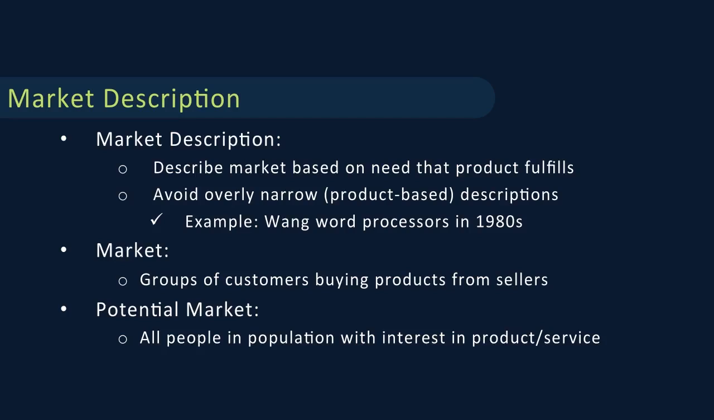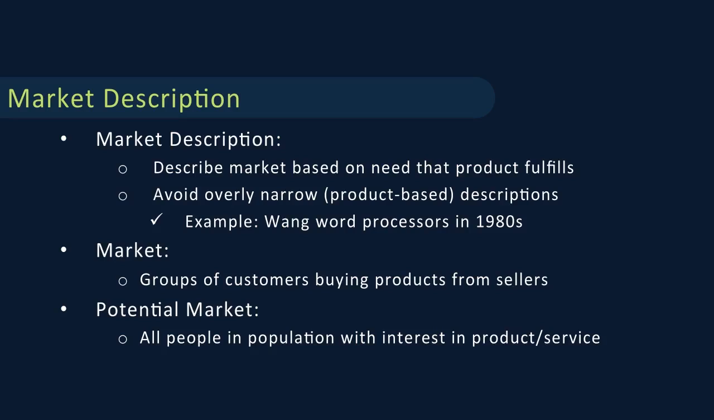We start this module by reviewing some basic market terminology. We strive to describe markets based on the need they have. We want to avoid describing it based solely on the products we offer, as Wang did with its word processors in the 1980s. Wang went bankrupt as consumers fled to general-purpose PCs. Wang thought of its offering as standalone word processing hardware instead of thinking of themselves as filling the need to create and edit documents. We define a market as a group or groups of customers buying products from sellers.